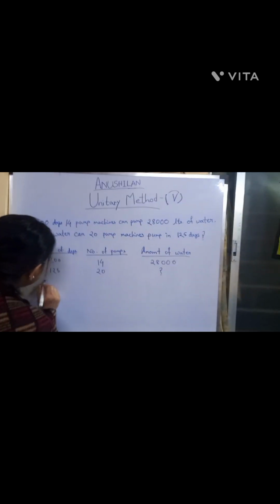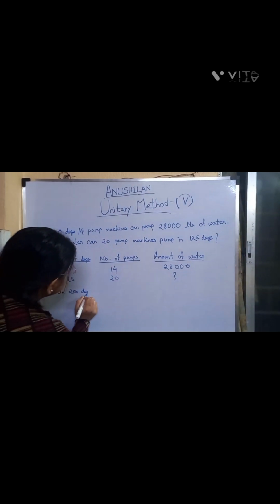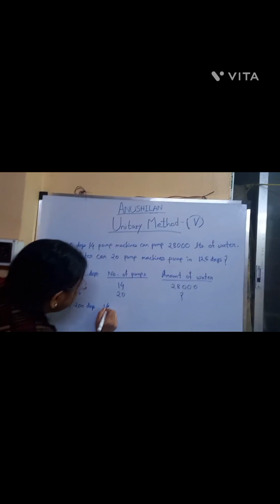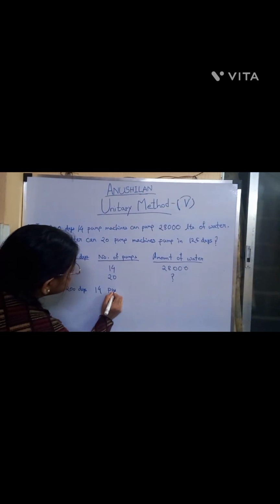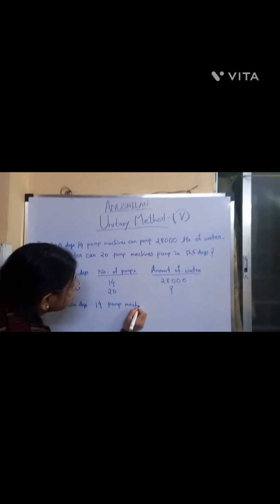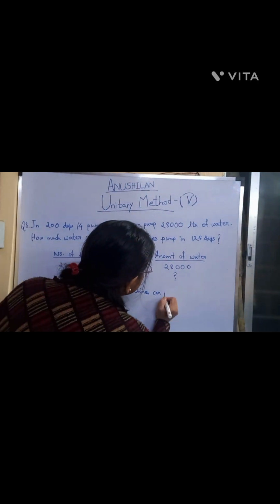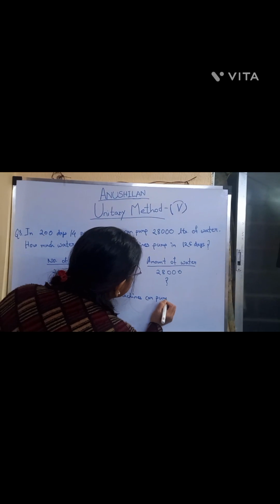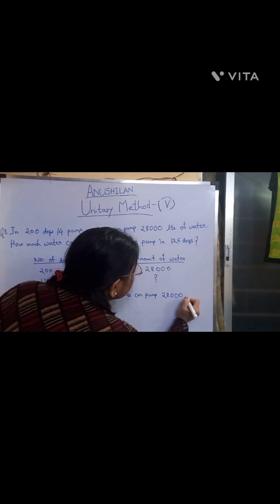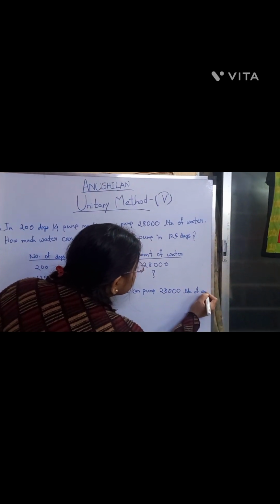So I am writing it down: in 200 days, 14 pump machines can pump 8 liters of water.